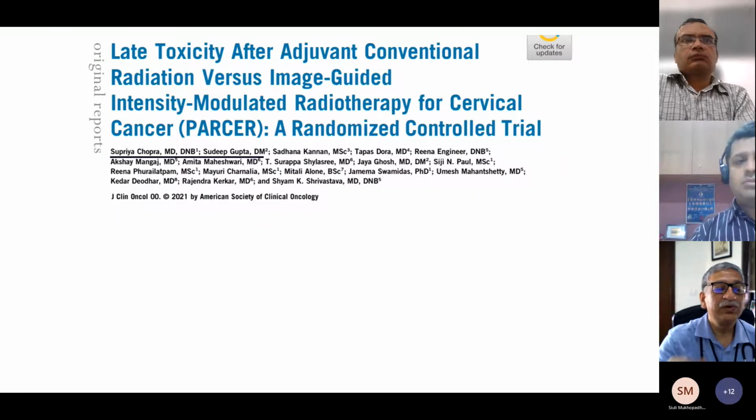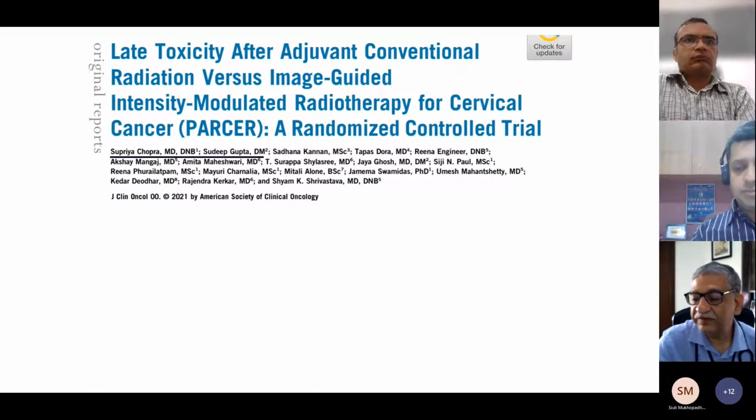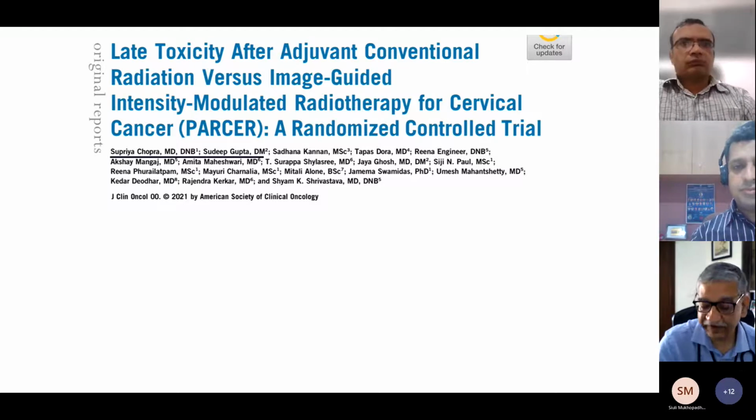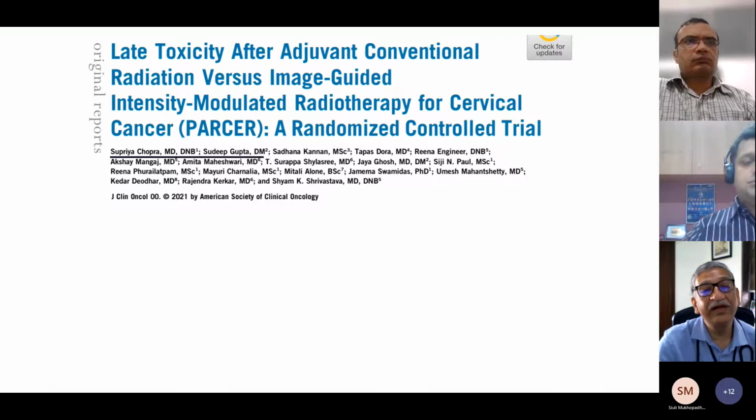So it was led by my colleague, Dr. Supriya Chopra, and several colleagues from the Gynae DMG group. And this compared intensity modulated radiotherapy, image guided, which is a form of very focused radiotherapy, very expensive, but nevertheless a good way to deliver radiation.